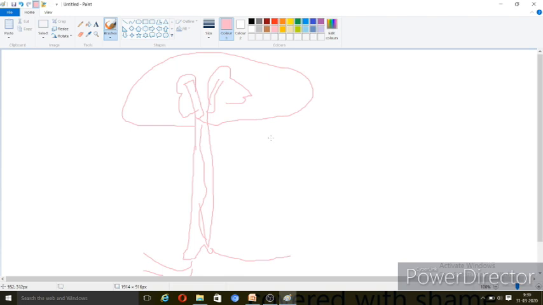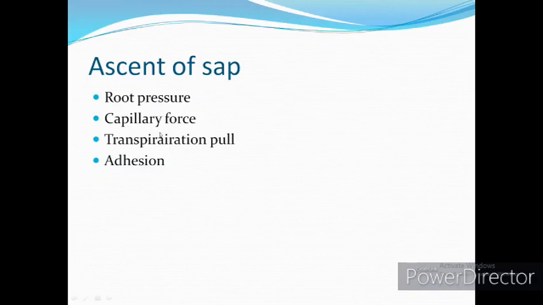And this is happening because there is osmosis taking place between cell and cell. So between this cell and this cell there will happen osmosis. So this is known as the ascent of sap. Now this ascent of sap takes place because of four processes. Number one is the root pressure, which we have already discussed, and another is the capillary force.